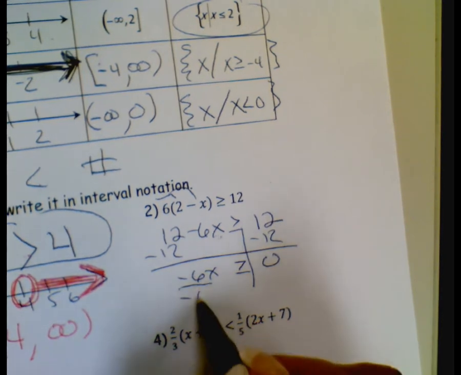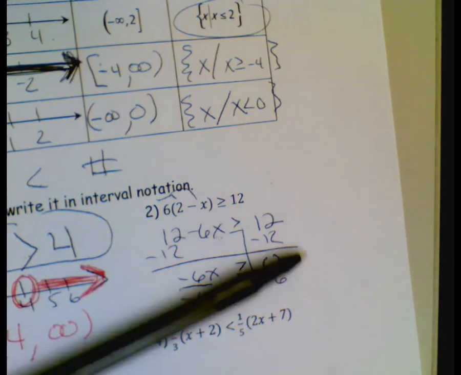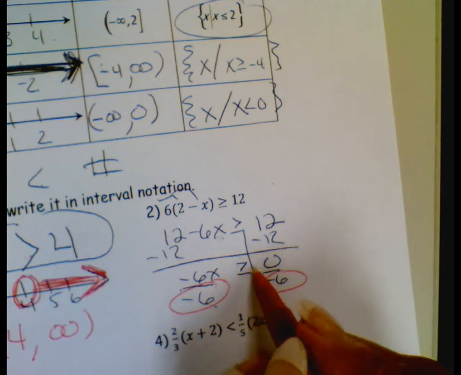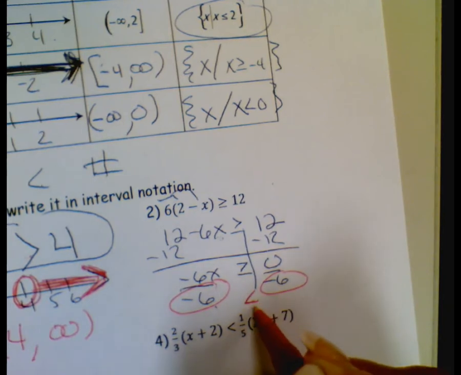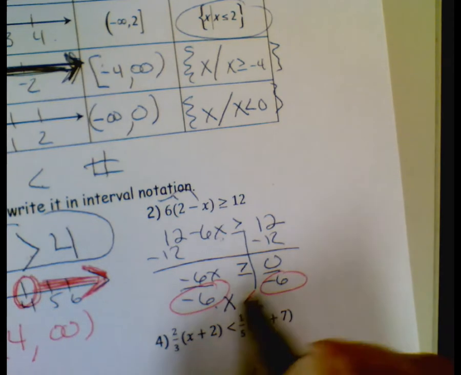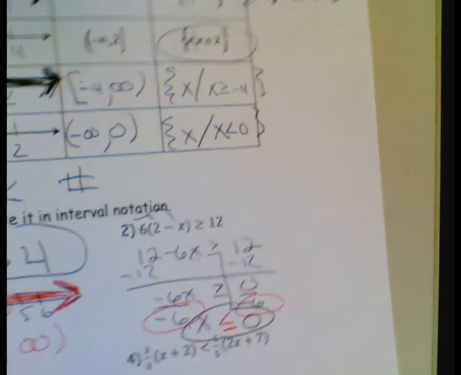Now if you divide by negative 6, you're dividing by a negative. See this? You're dividing by a negative. So you're going to flip this from greater than to less than. So this is going to be x, and 0 divided by anything is 0. So this is your answer. X is less than or equal to 0. How do you graph that?